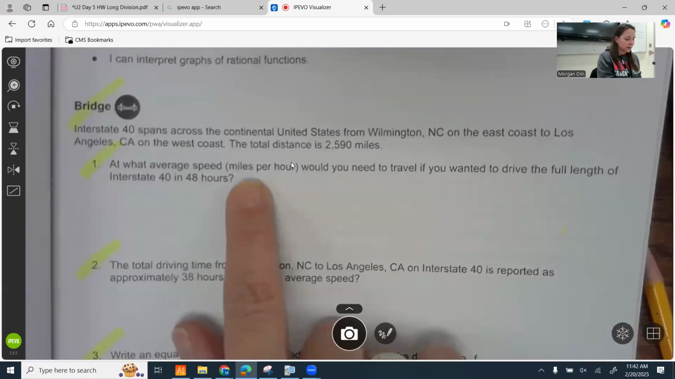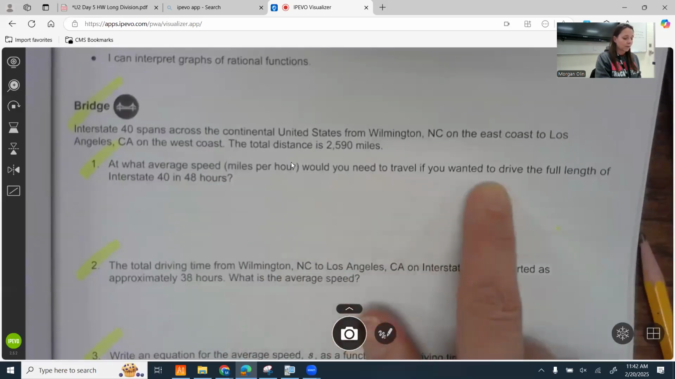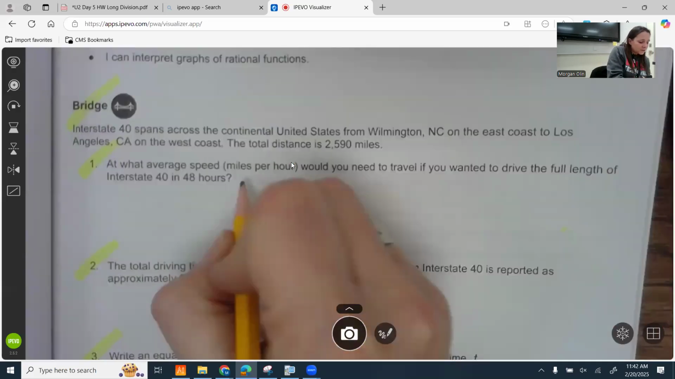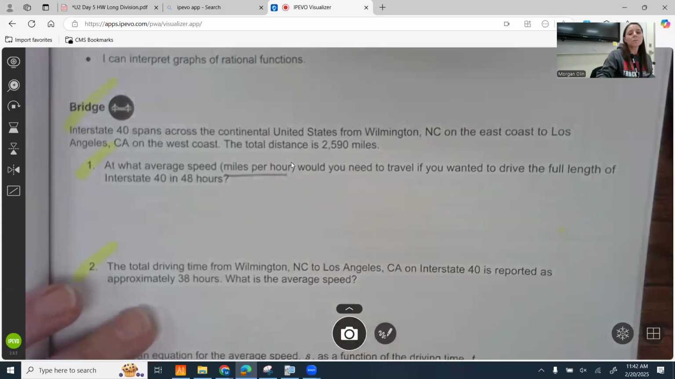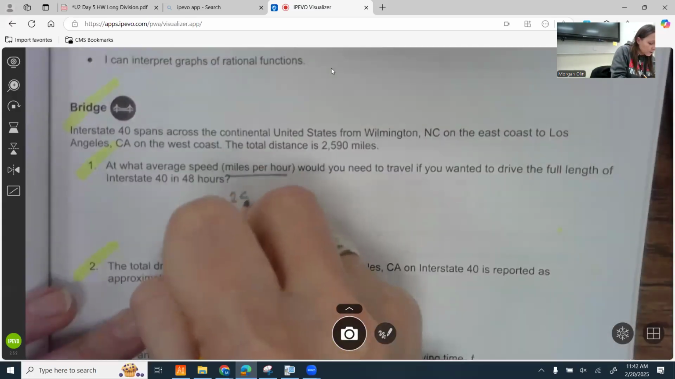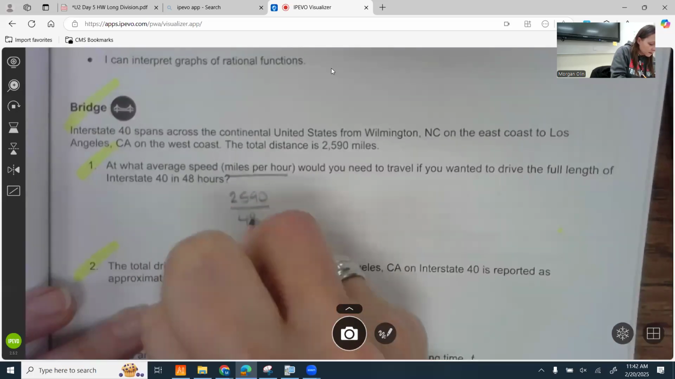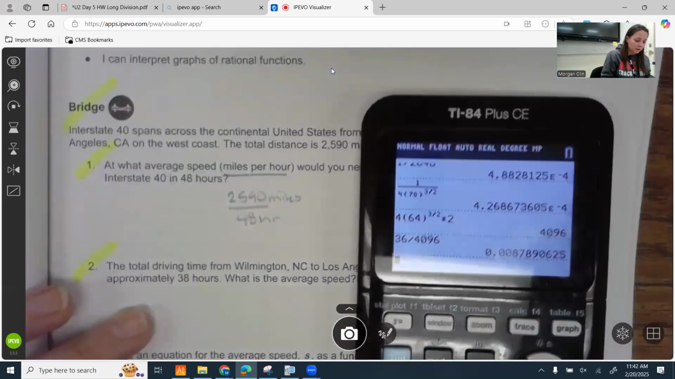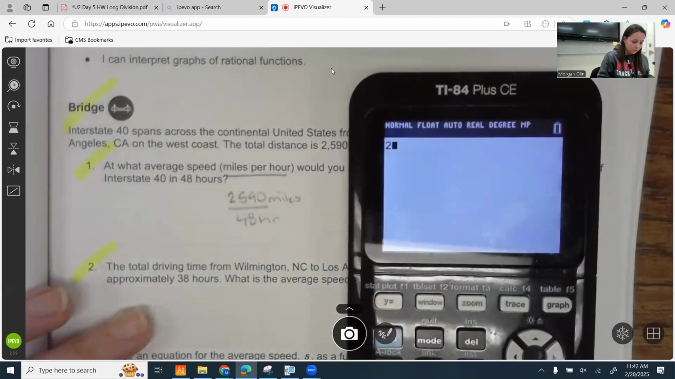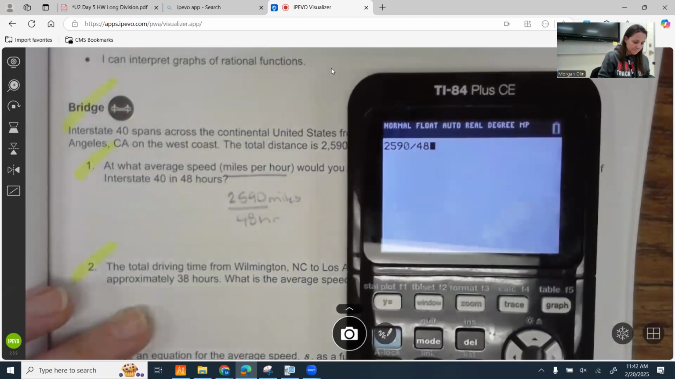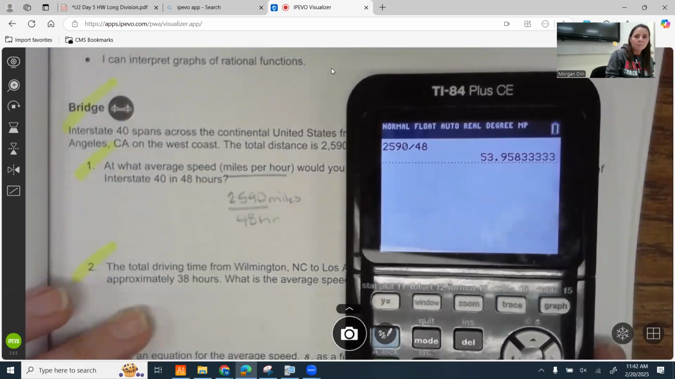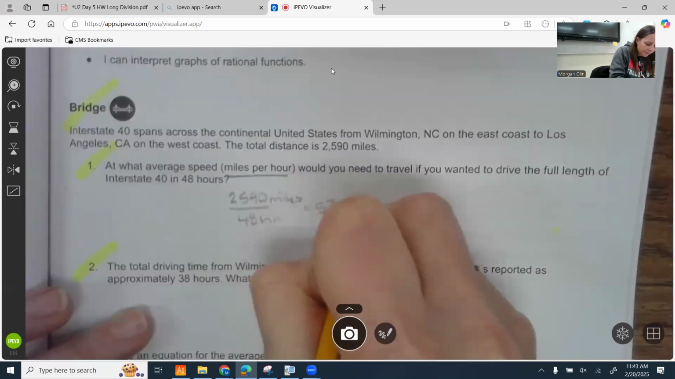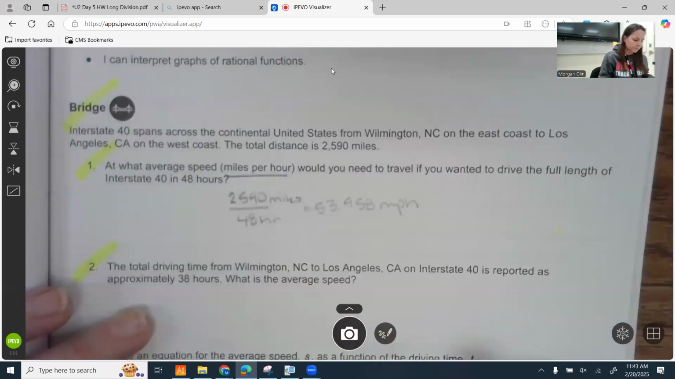At what average speed, or miles per hour, would you need to travel if you wanted to drive the full length of the interstate in 48 hours? Well, pay attention to this, miles per hour. You're going to put your miles over the hours, because this is miles, and you want to do it in 48 hours. So our speed, when I go and do this, is going to be that right there. Let's round it to 3 decimal places: 53.958 miles per hour.